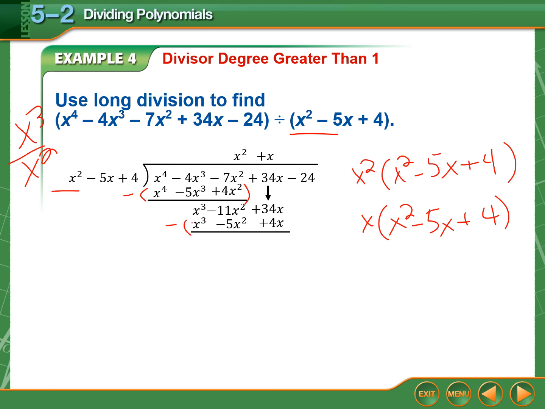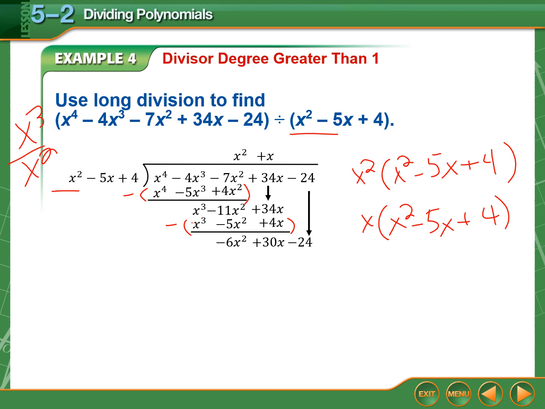Now I have to subtract. I like to put the sign there so I know I'm subtracting, so I can think about it each time. X cubed minus x cubed is of course gone. Negative 11x squared minus a negative 5x squared is a positive 5x squared, so negative 11x squared plus 5x squared is negative 6x squared. Then 34x minus 4x is 30x. Now let's bring down our minus 24. Looks like we're almost finished.